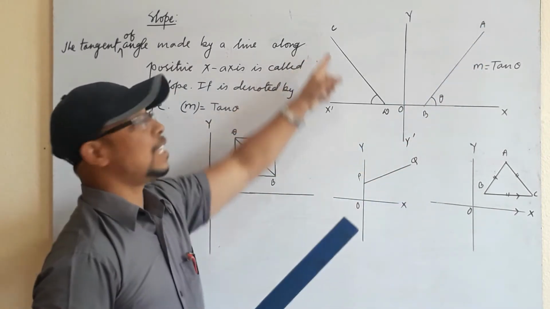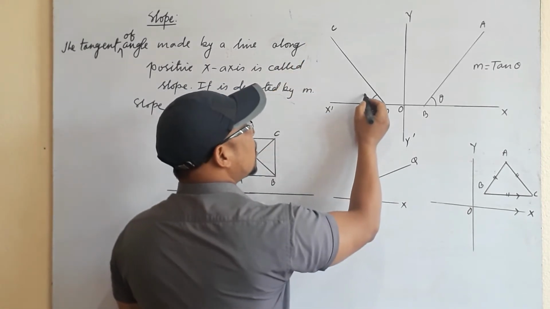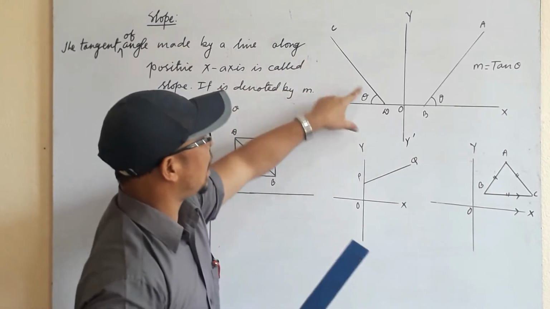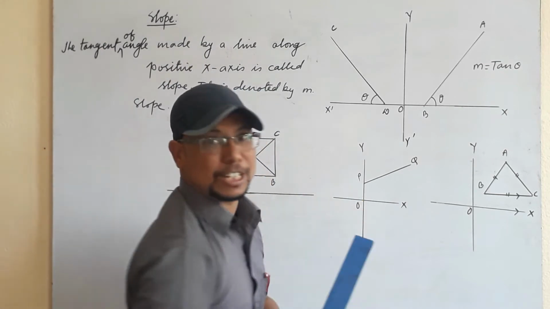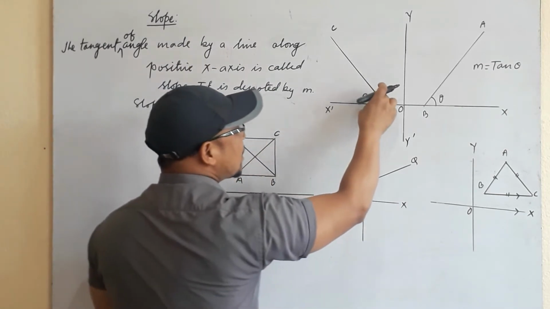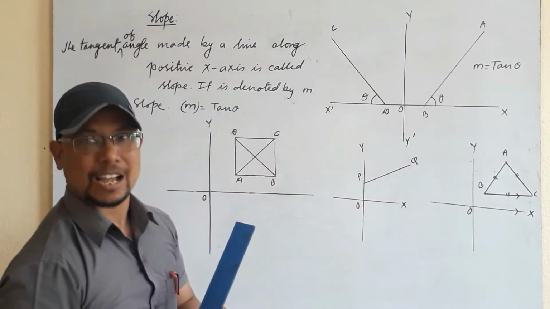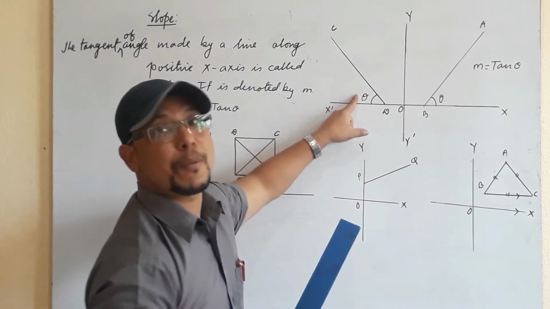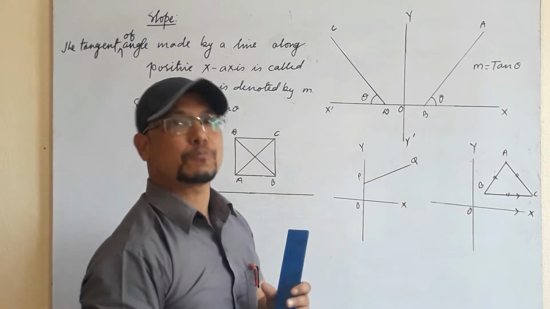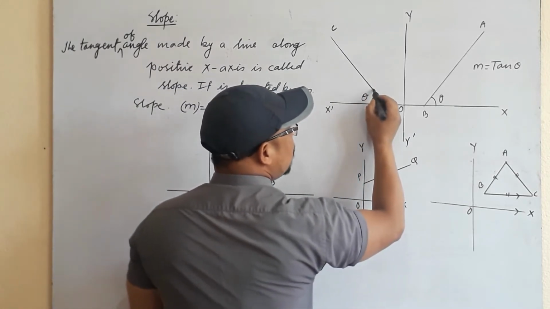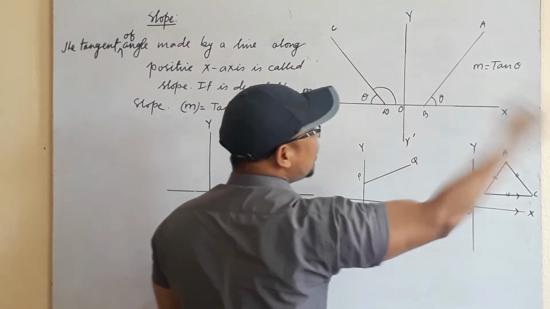Now let's talk about CD. Let us suppose CD makes an angle theta, and this is along the left hand side, on the negative x-axis. Now for this line CD, its slope is not tan theta, because this angle is not made with the positive x-axis. Here you have to find the angle with the positive x-axis. This is the angle made by the CD line with the positive x-axis.